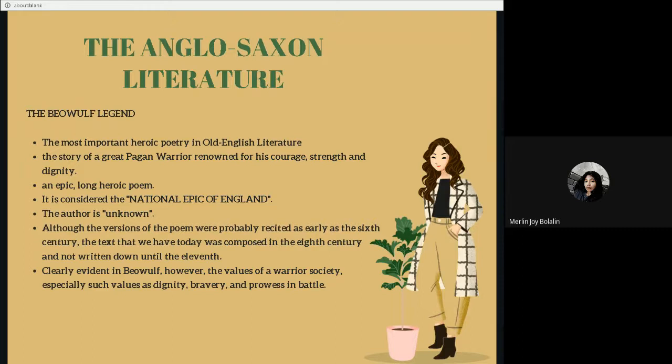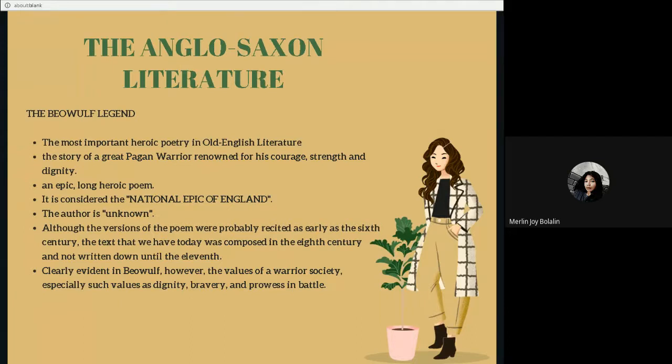So why is this work considered the national epic of England? Well, it is mainly because this is the first such work to be composed in the English language. And again, the author is unknown. Although versions of the poem were probably recited as early as the 6th century, the text that we have today was composed in the 8th century and not written down until the 11th. Another fact about the Beowulf legend is that it clearly evidences the values of warrior society, especially such values as dignity, bravery, and prowess in battle.